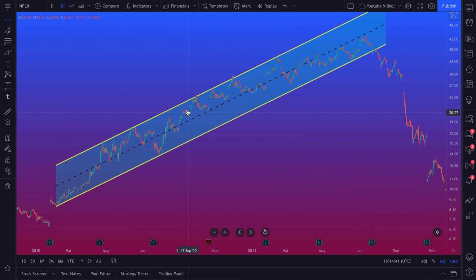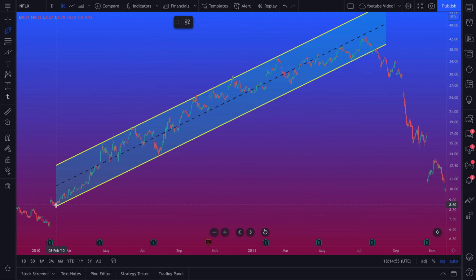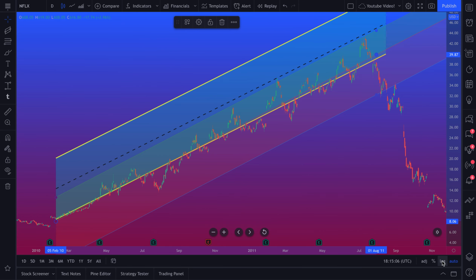Let's go do some measurements. Let's study price. We can throw up a channel in this instance. But what's really cool is when you draw this channel, you can now go to Regression Trend and actually get some hard stats about this channel. Check this out. We click Regression Trend. We click the start of the channel. We go to the point where we finish the channel, which is right here. And then we click. And now we have this regression trend.